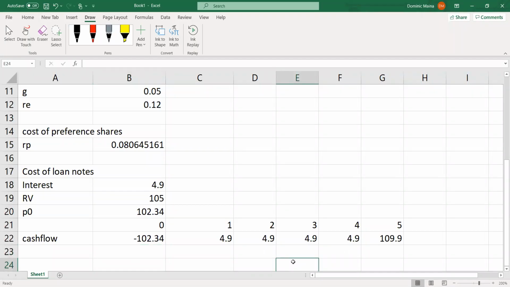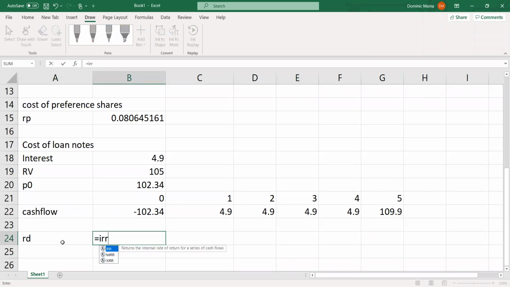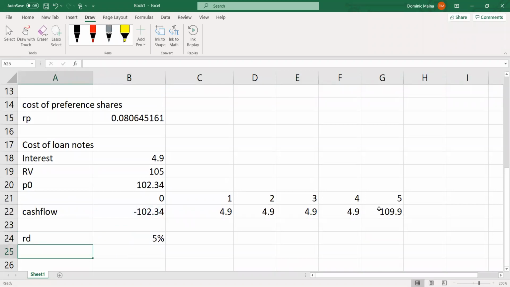Now we have the year 0 cash flow, and of course the year 5 cash flow. To get the cost of debt, RD, we simply use the IRR formula. So it is equal to IRR, and we define the cash flow from year 0 all the way to year 5, and we get the cost of debt by the use of the IRR formula.